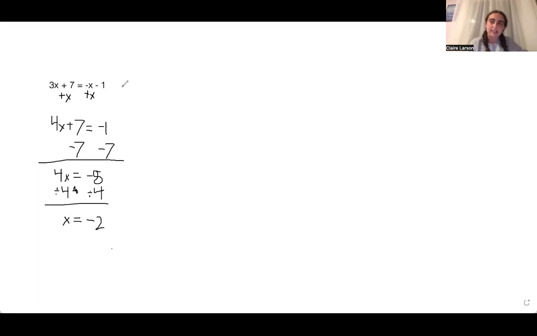So what I mean by that is that since x equals -2, we can put -2 in everywhere where x is. So we can say 3 times -2, because that's what 3x means. It means 3 times x. So 3 times x, which is -2, so 3 times -2. And then we're going to add 7.